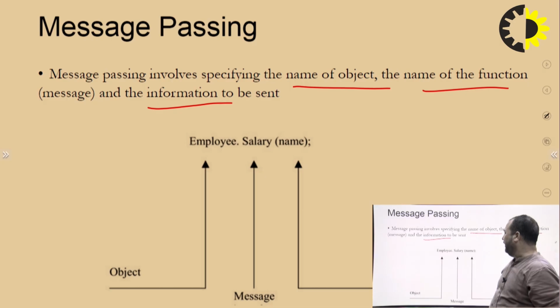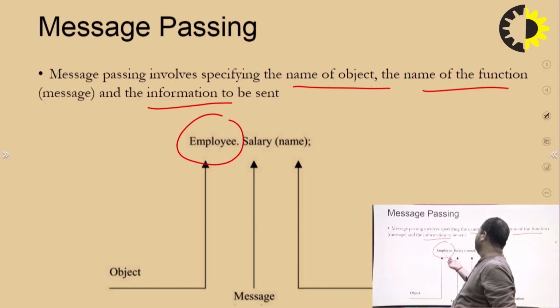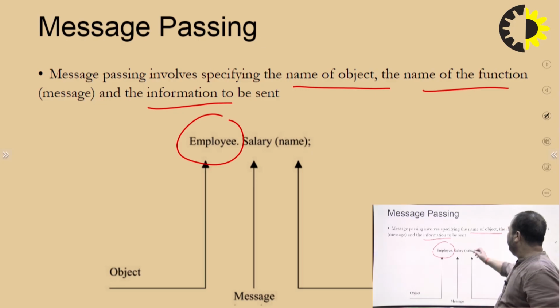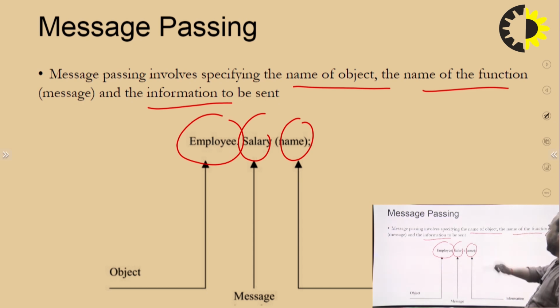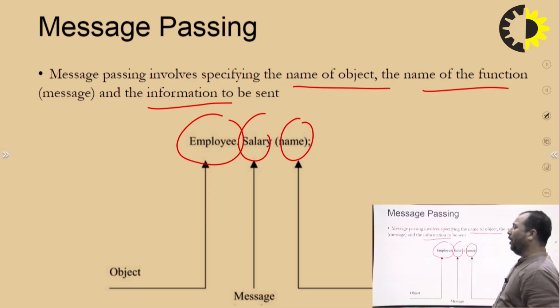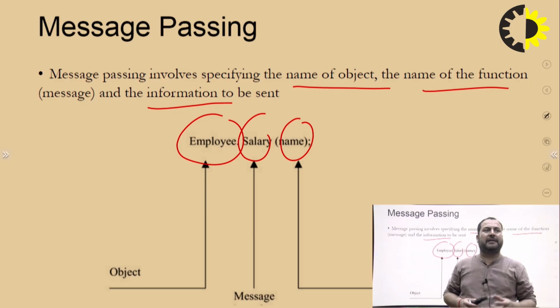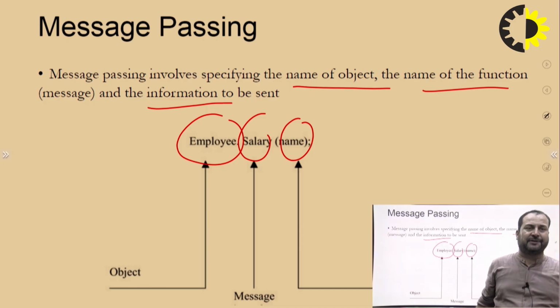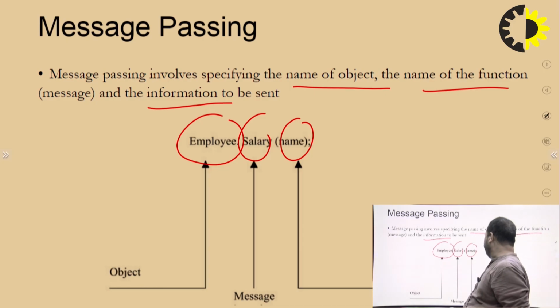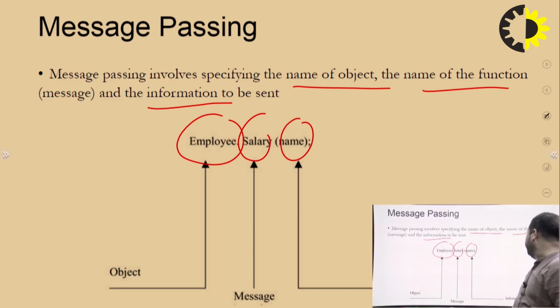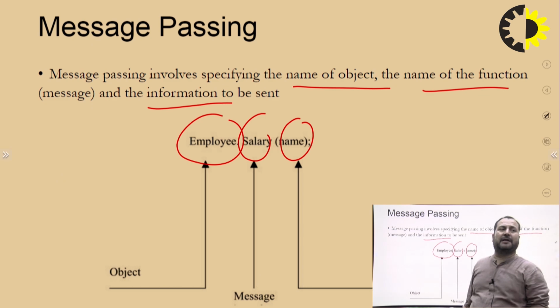Like here, employee is an object of type employee. Salary will be the function, and this is the message, and this is the argument. So the function is basically the message. Let us see how the function gets executed. It is by specifying the object name, the dot operator, then the function name, and then the argument which that function takes. Here the function is basically the message, and whatever information is passed to that function is called information.